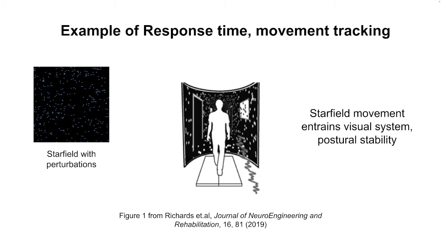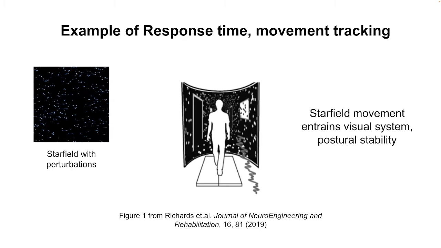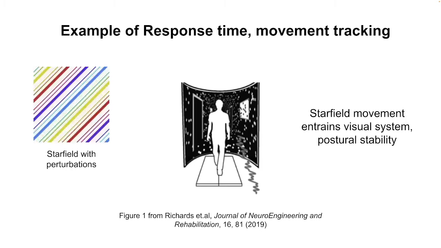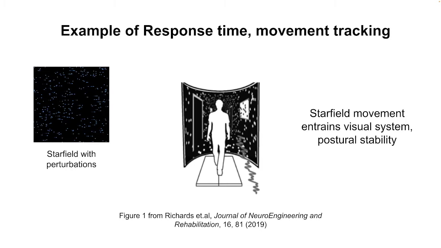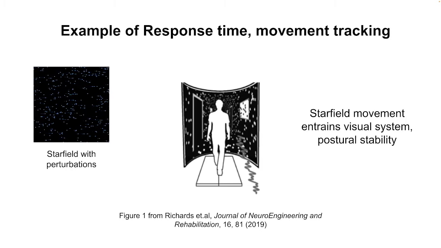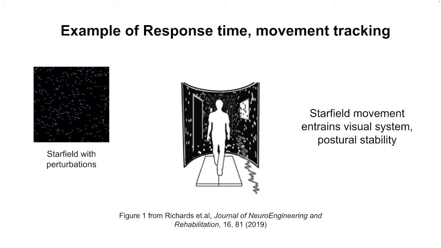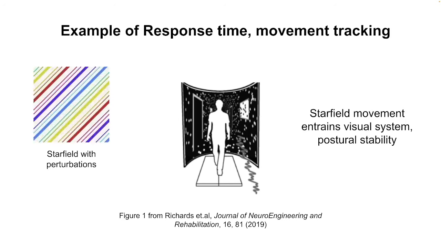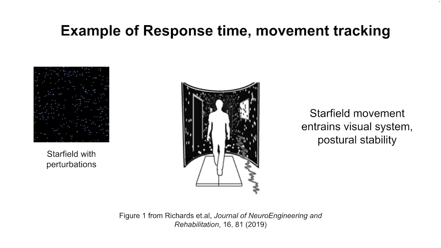And in a postural sway paradigm, you can actually look at how the visual system and postural stability entrain with star fields and then are perturbed with these perturbations. This is a figure from a typical postural stability experiment, but this is going beyond that, thinking about the role of perturbations in this type of sensory motor behavior.